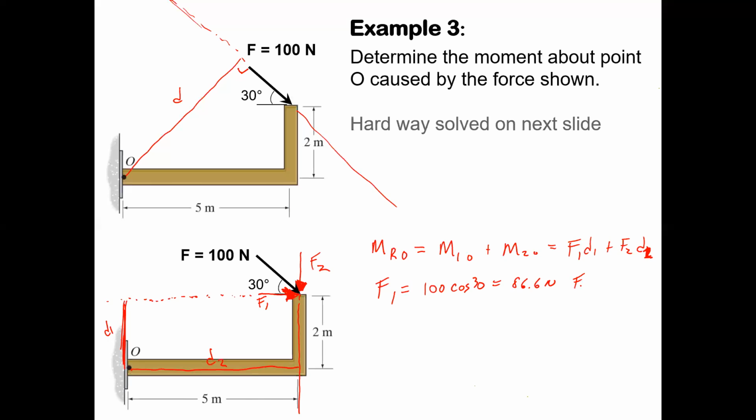F2, what's F2? You're right, 100 sine 30, which is going to be 50. Now, those are the magnitudes, okay? Actually, yeah, F2 is negative, so we could put a negative there.